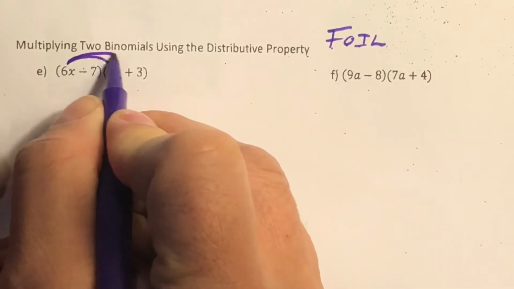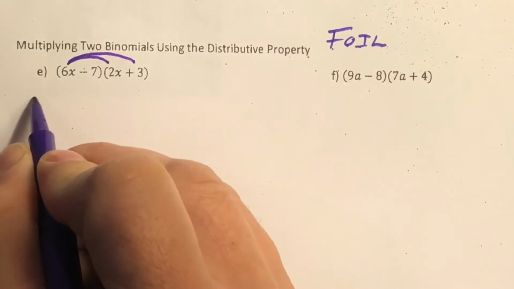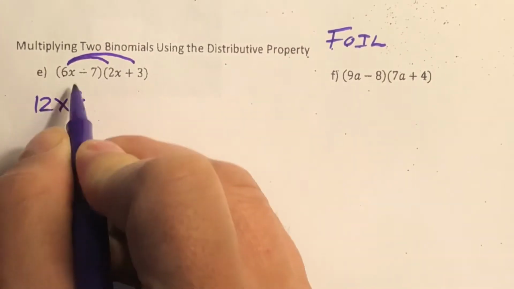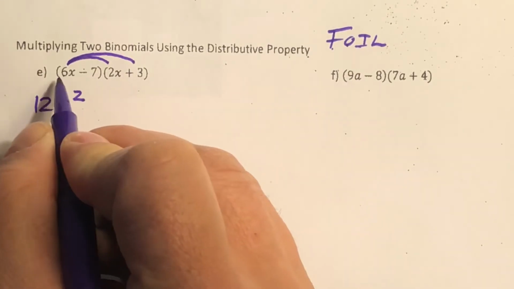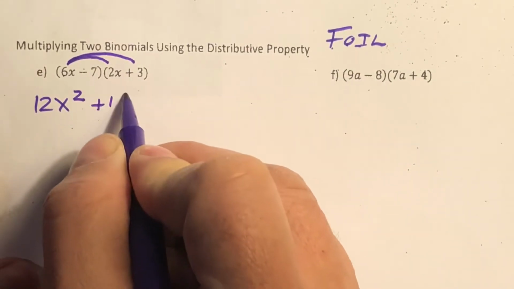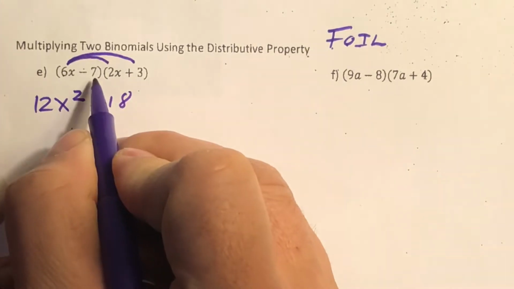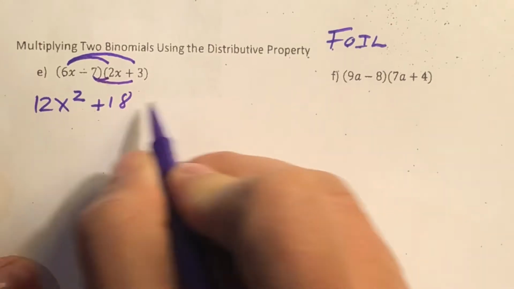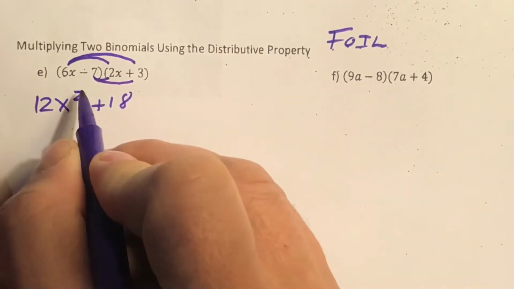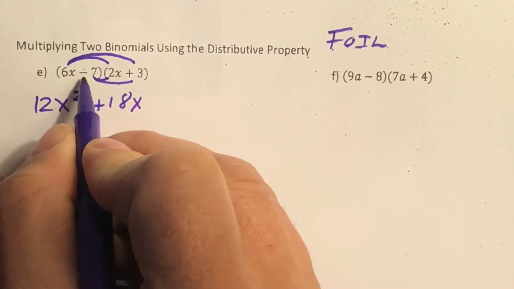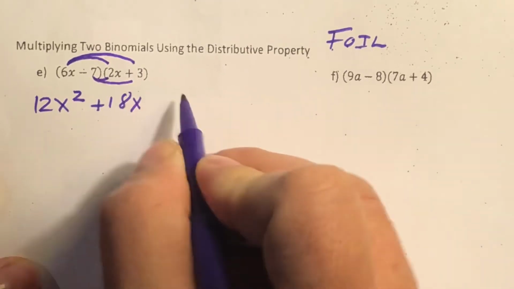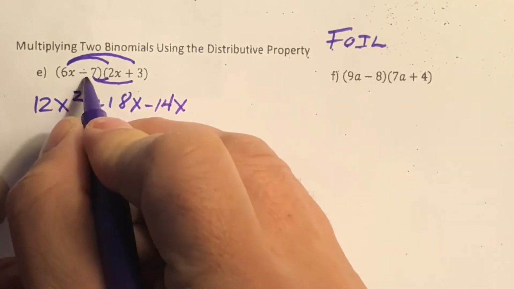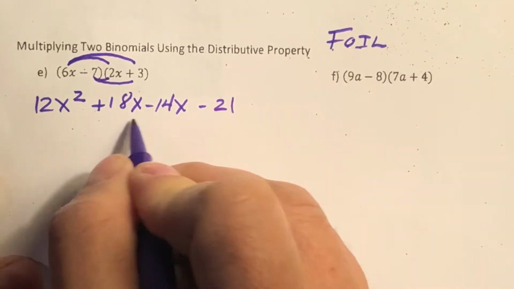So we're going to distribute the 6x to those 2 terms. So I get 12x squared, because 6 times 2 is 12, x times x is x squared. And then 6x times 3 is 18x. Now, I'm going to distribute the negative 7. Be careful, it is a negative 7. This is going to be negative 7 times 2x is negative 14x. And then negative 7 times 3 is negative 21.